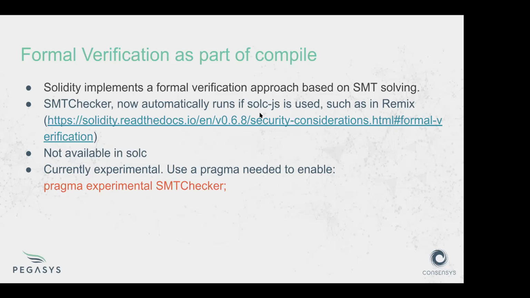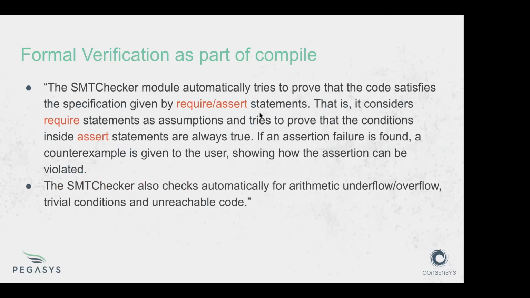So it's only available in solc-js, not available in solc. It's currently experimental, so you need to use a pragma to turn it on at the top of your contract. And what they've said about it is that it aims to satisfy the specification. So you define how you expect the contract to work using requires and asserts, and then it tries to check that and give you information.